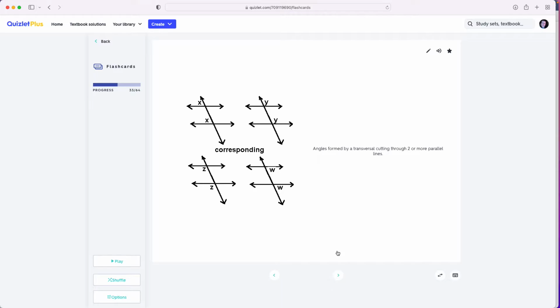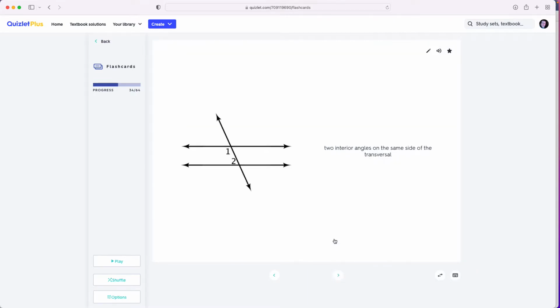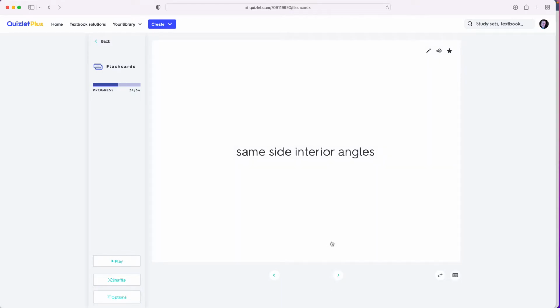Angles formed by a transversal cutting through 2 or more parallel lines are called corresponding angles, and we know that if those lines that the transversal cuts through are parallel, then those corresponding angles are going to be congruent as well. 2 interior angles on the same side of the transversal are the same side interior angles, just like the definition says. And the 2 exterior angles on the same side are the same side exterior.